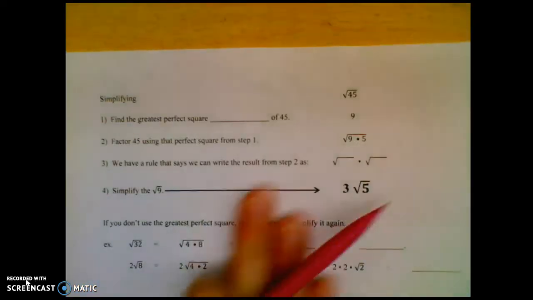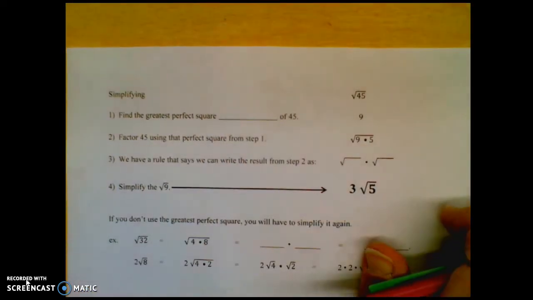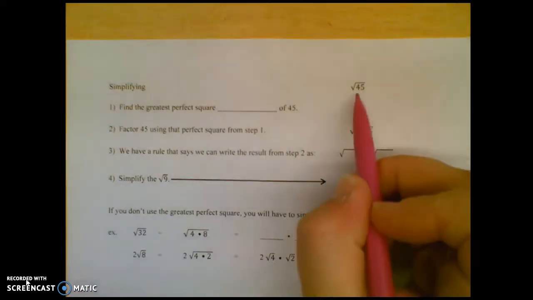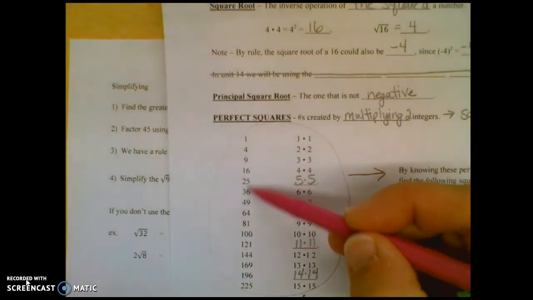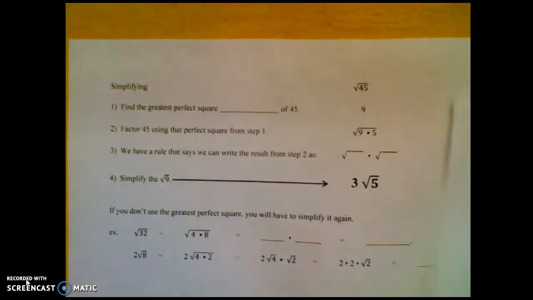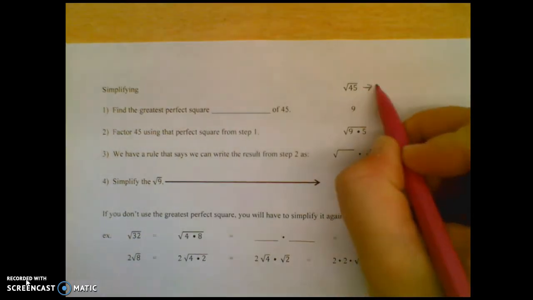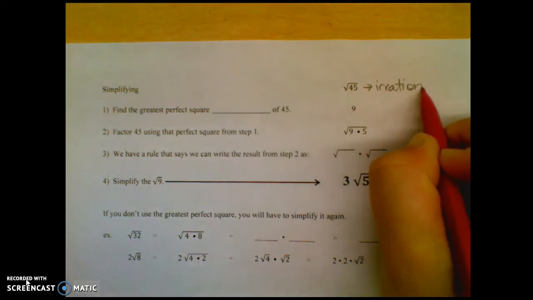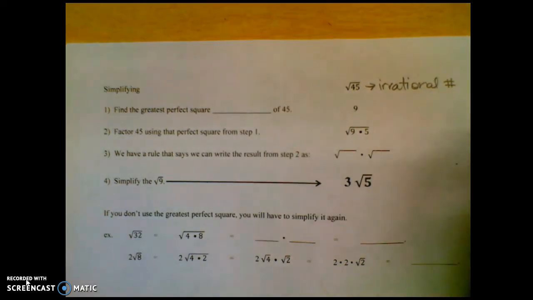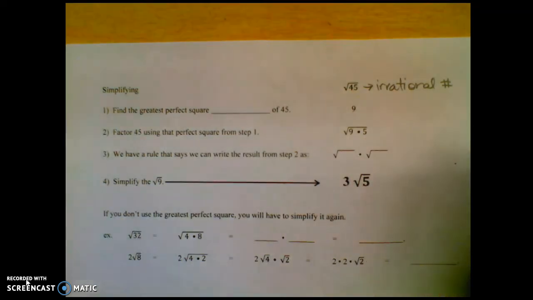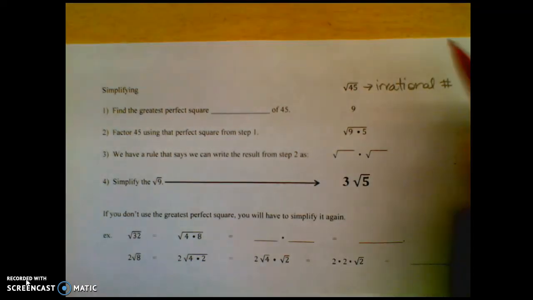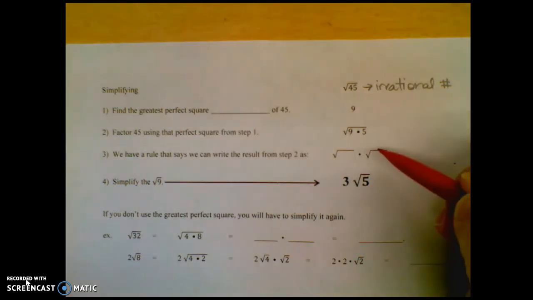So on the back side of your sheet, you will see that we're going to learn how to simplify. And we're going to start with the square root of 45. Now notice, 45 is not one of our perfect squares, which means this is an irrational number. And as you remember from Unit 1, irrational numbers in their decimal form, the decimals do not terminate and they do not repeat. So we have special symbols for them, like pi or square root. Now with square roots, we can simplify these.